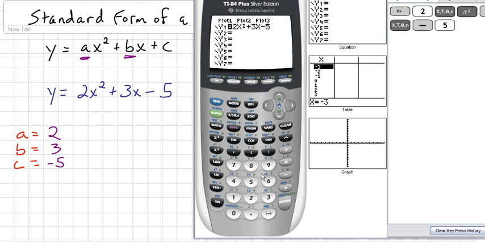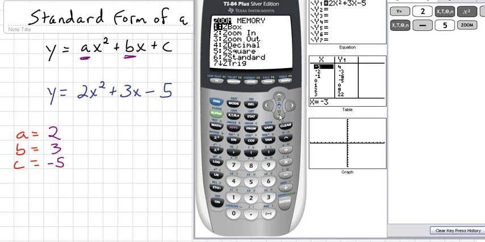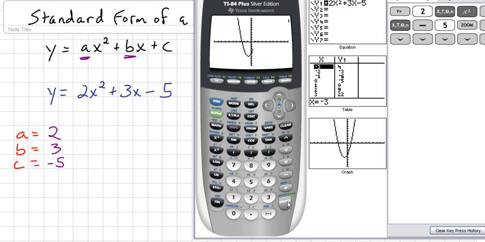And I'm going to go to my zoom standard window, so I hit zoom, go down to 6, hit enter, and that's going to give me a 10 by 10 window. You notice I now am dealing with a curve, and that's because of this x squared. Quadratic equations always have a little bend.